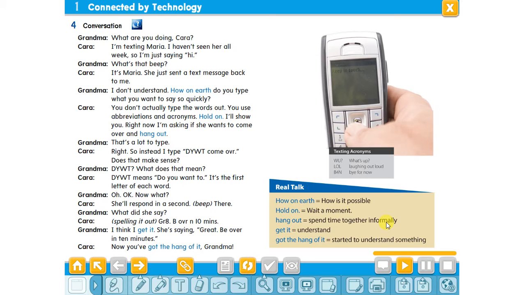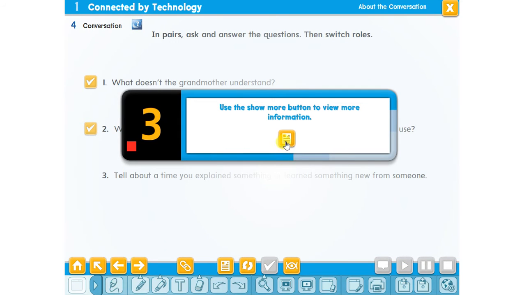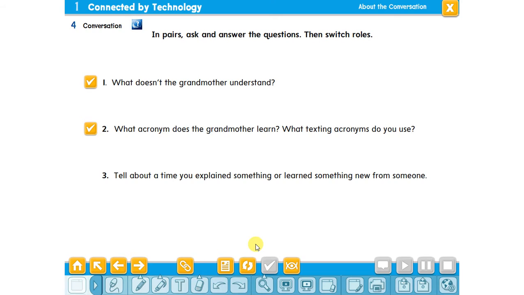نروح نتمشى يعني. Get it, understand. So I get it, يعني I understand it. Got the hang of it, it means started to understand something. You see? يعني بديت أفهم. Okay. You see? This conversation, it's not difficult. Let's see the exercise or the questions which are on this conversation.